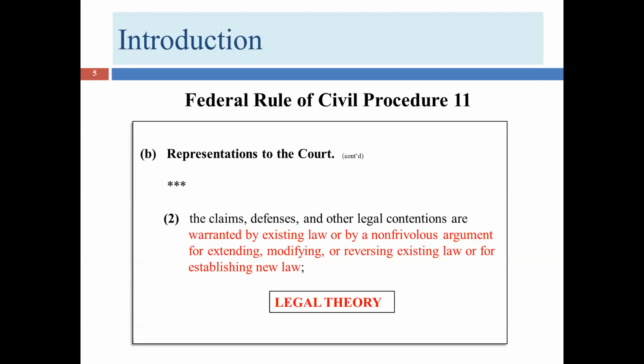But let's say that you wanted to advance another theory. You want to suggest an alternative set of elements for negligence. Let's say you were going to establish that there was a duty of care and that there were damages.